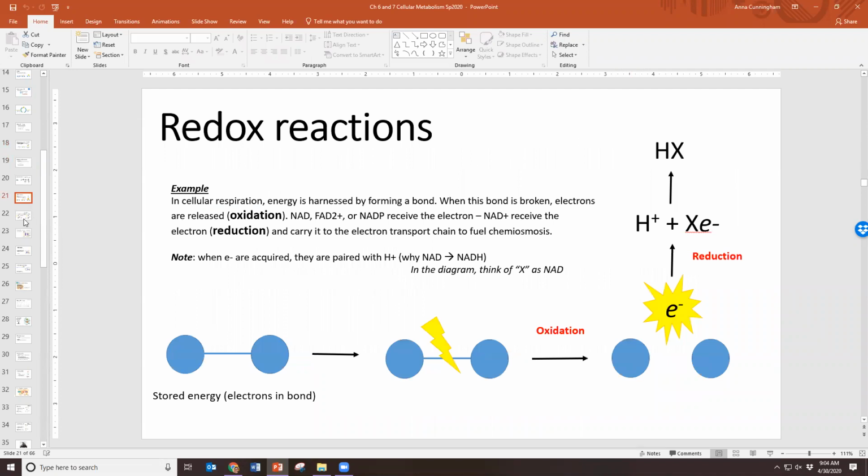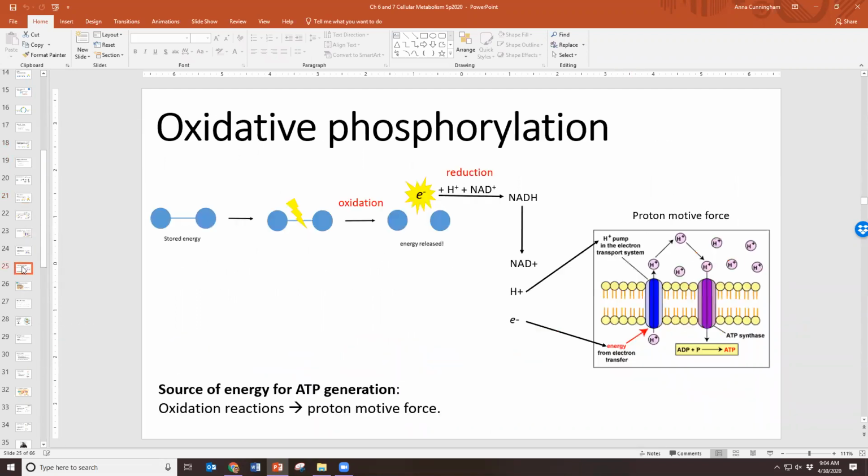So I'm just going to jump to our summary slide for this because we did talk about this on Tuesday, and I actually like this slide the best for explaining it. We know that oxidative phosphorylation requires 2 steps, whereas substrate level phosphorylation is going to form ATP right here, right where the electron is released.